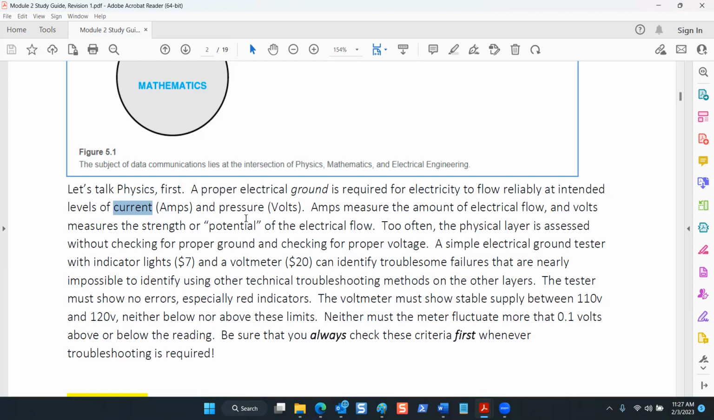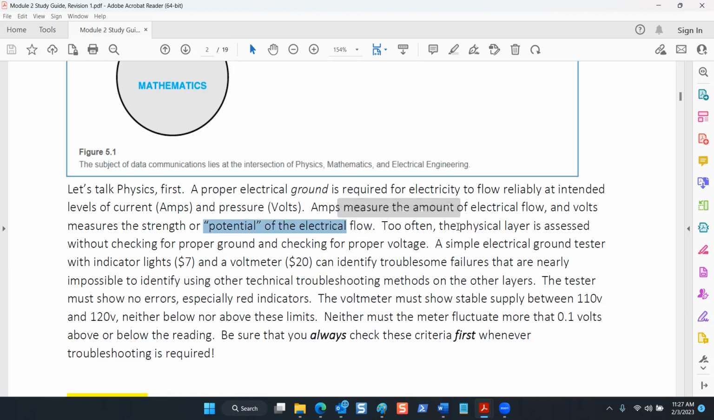So what are some examples of that? If you've ever seen lightning or a spark, there aren't often a lot of amps, but there's hundreds of thousands or even millions of volts behind that, which is why it's able to jump a distance. Ordinarily, electricity doesn't jump through air. Air is a non-conductor. Air doesn't allow for electricity to move. So materials that allow electricity to flow are called conductors, and those that allow the electrons to stay where they are are called insulators. Amps measure the amount of electrical flow, volts measure the strength or potential of the electrical flow.